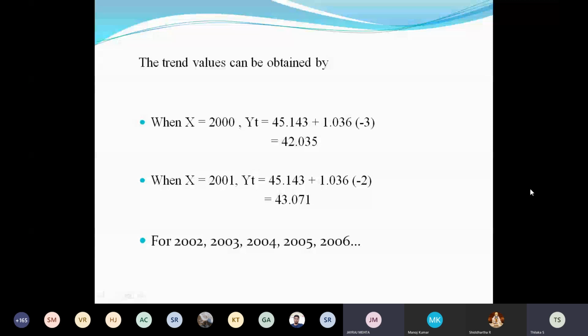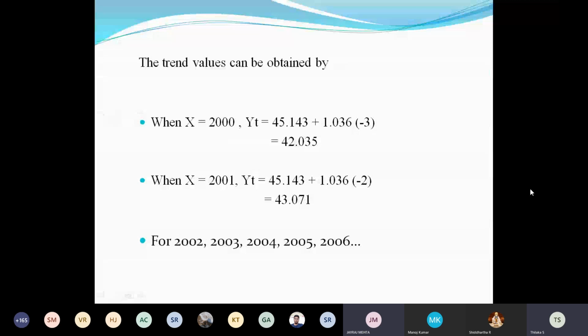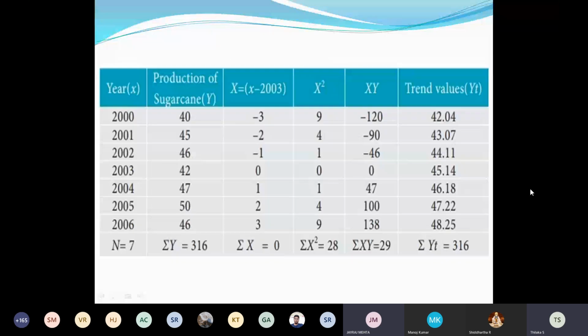So this is the table which we already discussed, and we just added one more column which carries the trend values of the given variables. For the year 2000, it's 44.04. For the year 2001, here is the method of calculation, and it's 43.07. For the year 2002, 44.11. Likewise, we have to calculate the trend values for the given years.